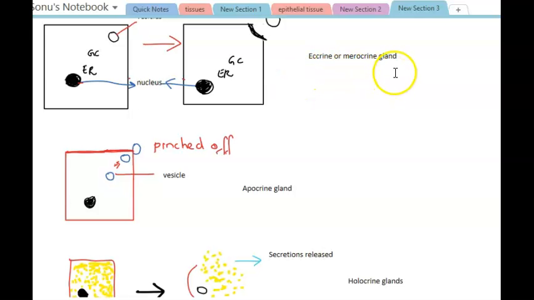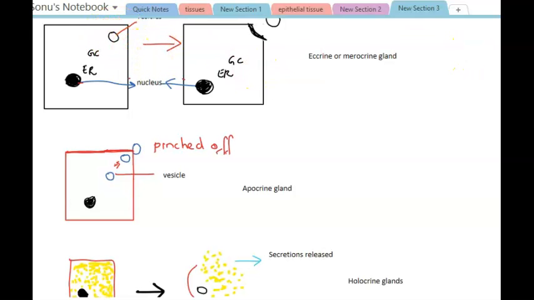So this is the eccrine or merocrine gland. Here, this is a diagrammatic representation of a cell. This is a nucleus. This is the endoplasmic reticulum. So the ribosomes will synthesize and enter the endoplasmic reticulum, because the ribosomes are on the surface of the endoplasmic reticulum. These secretions are stored, processed and packaged in the Golgi complex, and they are pinched off from the Golgi complex as secretory vesicles.